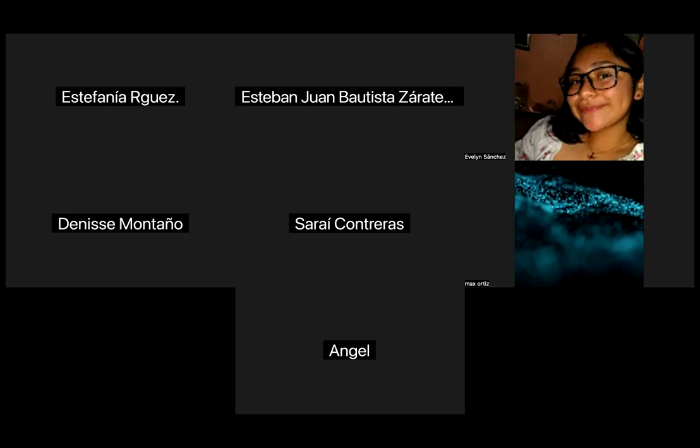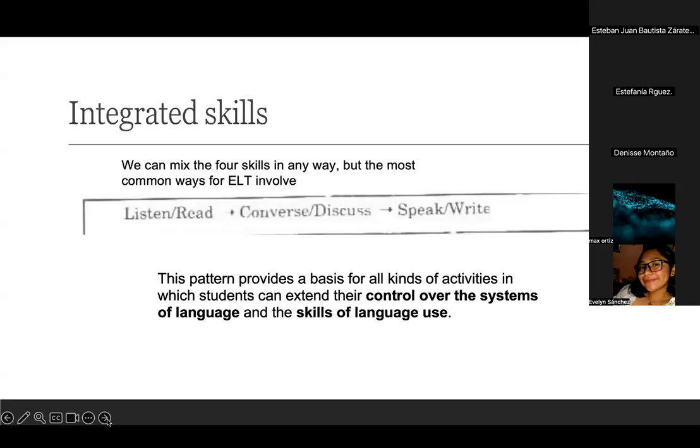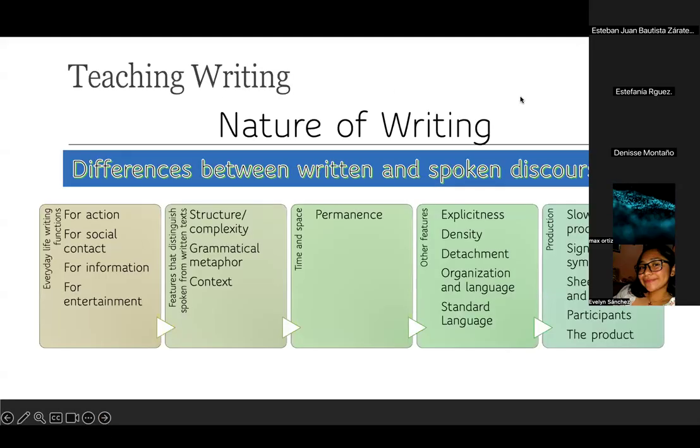Well, if not, I'm going to continue with the other part, which is teaching writing. We are going to start with the productive skills, and the first productive skill is writing. To begin with, we are going to briefly explore the nature of writing. There are some differences between written and spoken discourse. And which are those differences?